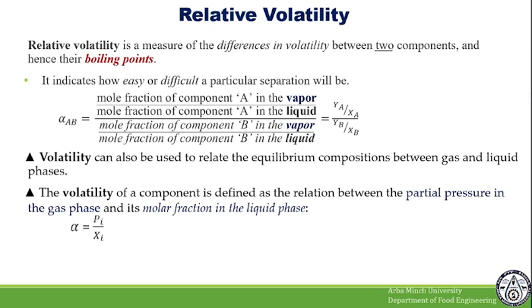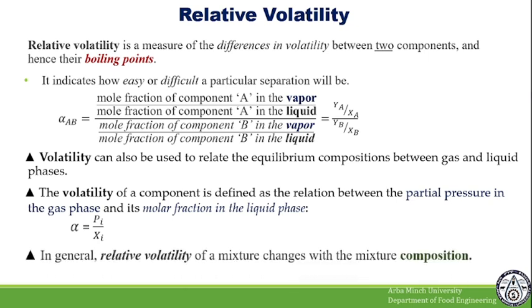By the formula, alpha, or relative volatility, equals Pi over xi. P indicates the partial pressure in the gas phase, and x is the mole fraction in the liquid phase of component i. Generally, the relative volatility of a mixture changes with composition due to the involvement of a liquid phase and a gas phase, with more fractional mixture compositions.